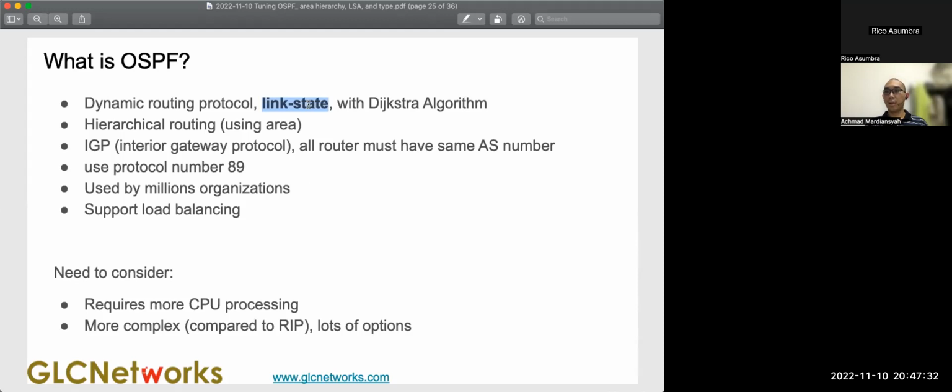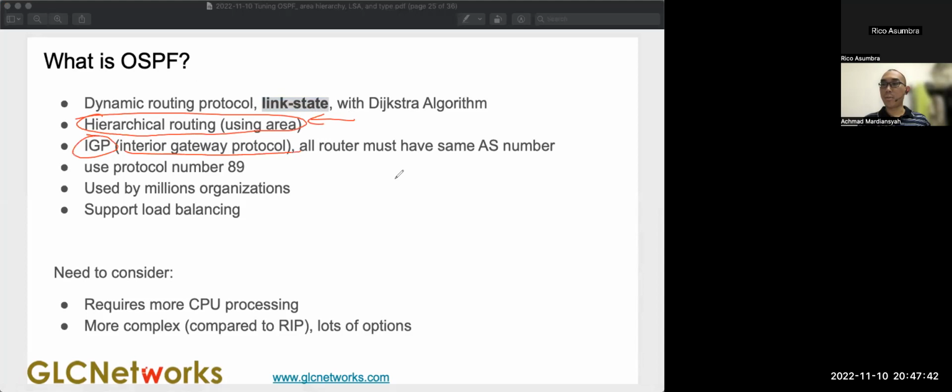OSPF is hierarchical. This is important, this is our topic tonight. And this is an IGP, Interior Gateway Protocol. This protocol will be applied within the same AS number. You cannot apply OSPF on the internet. Usually it's for internal use, that's why it's called interior. So it's inside your own network.